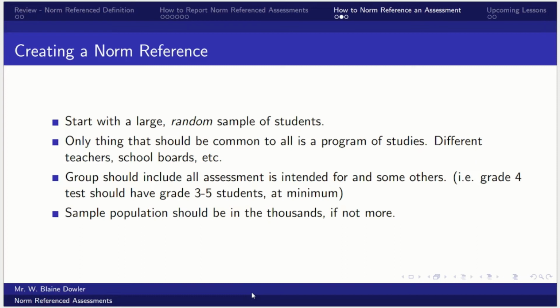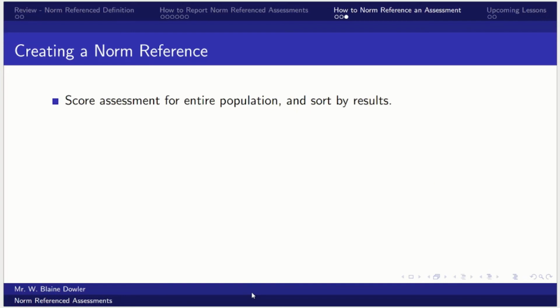So it's very difficult for a single teacher, even teaching multiple classrooms, to put this together, because most of us do not teach thousands of students. Now, when you're scoring it, you want to score the assessment for the entire population and then sort those papers by their results. So you have your sorted list with the top performers at one end and the bottom performers at the other.